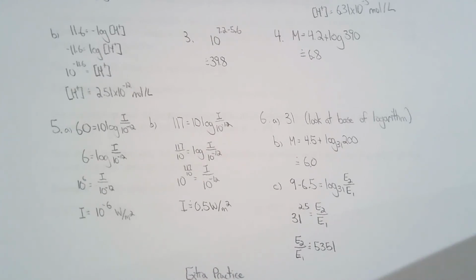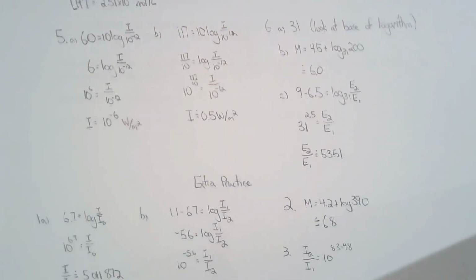But A is the most interesting question, 6A, because it's a new scale, something we didn't talk about. And there are many logarithmic scales that we haven't talked about, but basically it's up to your interpretation of how you design the scale. So in this case, 1 unit is 31 times as much as the energy released beforehand.